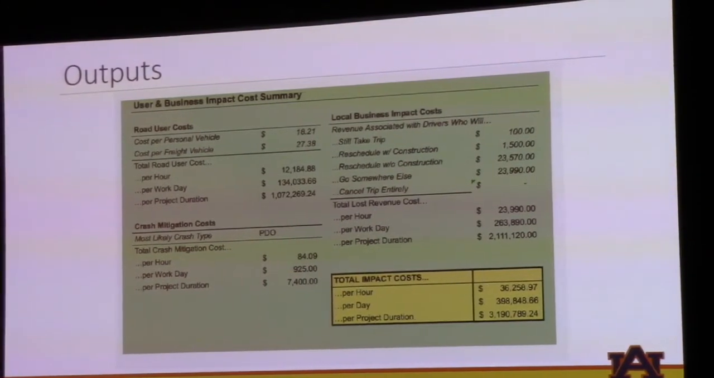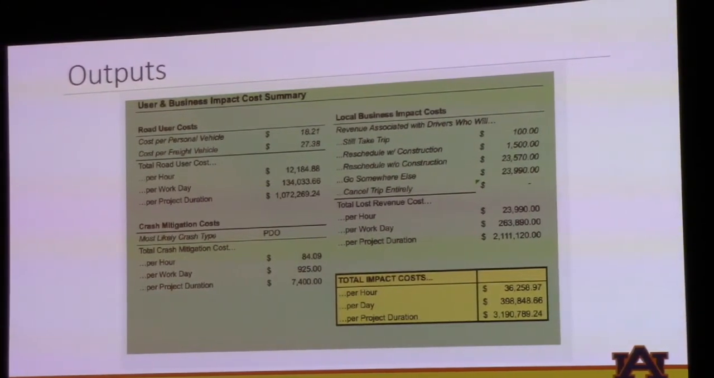This was really important to us to put in a means that was easy to communicate with decision makers. So it breaks it up by road user costs, crash mitigation costs, and local business impact costs. And you can see that there's a cost for different types of vehicles. And then we broke it up by hour, per workday, and by project duration. So you can, again, play around with those values to get a sense of exactly what those costs are by type. And then it sums them up for a total impact cost.